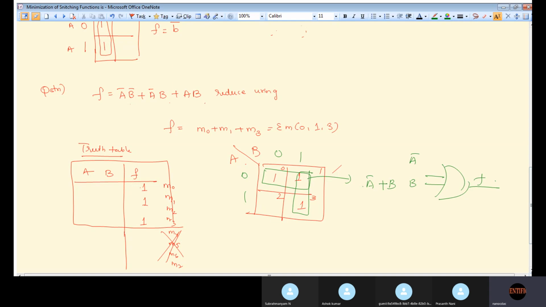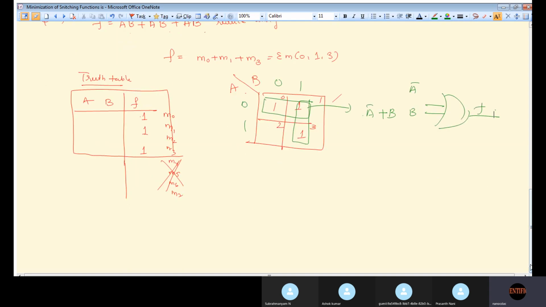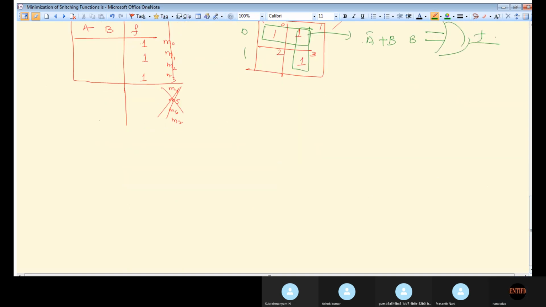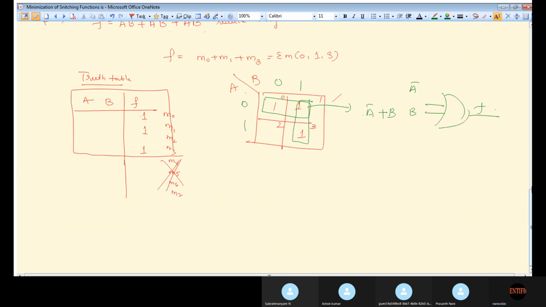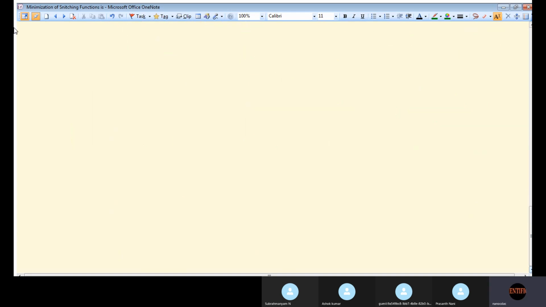Next, these are about SOP. Now in the same way we will see POS. Now we will see POS. Minimization of POS, sorry, first mapping, then minimization. In POS, if you see this one, A.